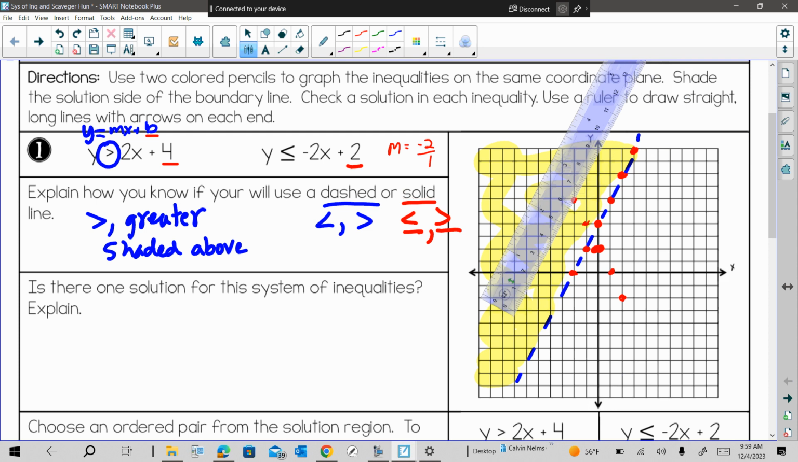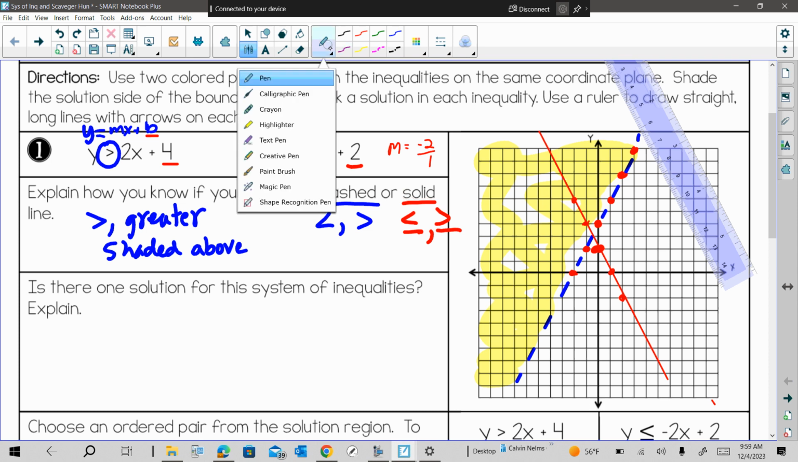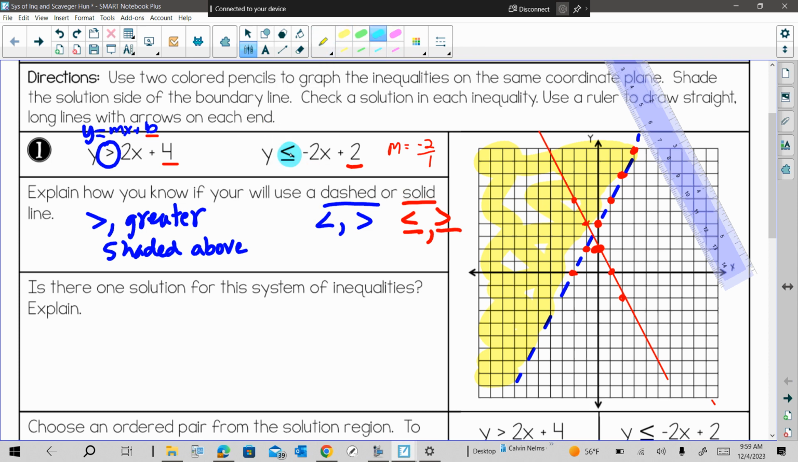We're going to line up our ruler. This would be a solid line. Because our symbol here is less than, it means we shade below the line. If I'm shading below the line, like such, the solution is where they overlap. I'm going to put a capital S in this region because that's where the two overlap.